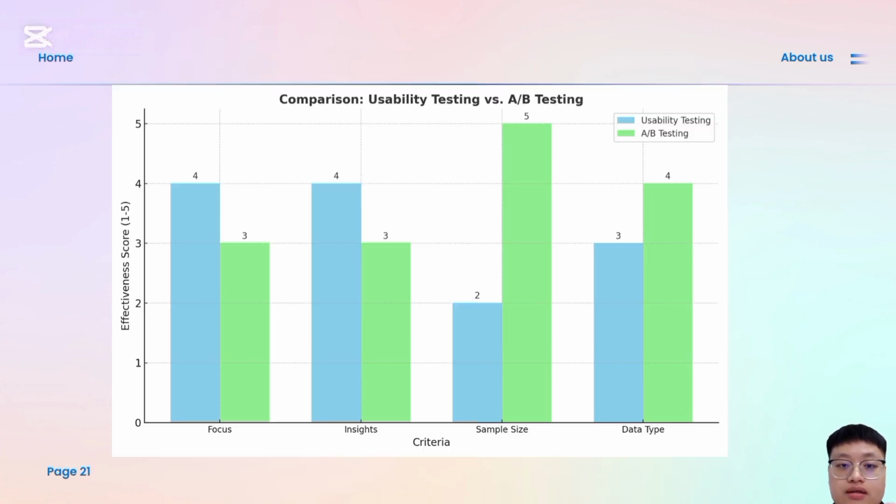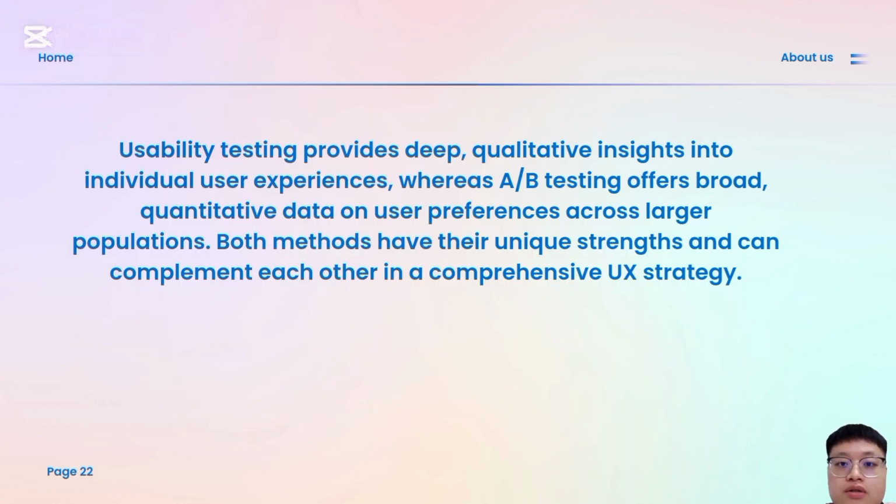And for the following slide, you can see that I've done a chart between usability testing and A/B testing based on their effectiveness score. Therefore, usability testing provides deep qualitative insight into the individual user experience, whereas A/B testing offers broad quantitative data on user preference across a larger population. Both methods have their unique strengths and can complement each other in a comprehensive UX strategy.